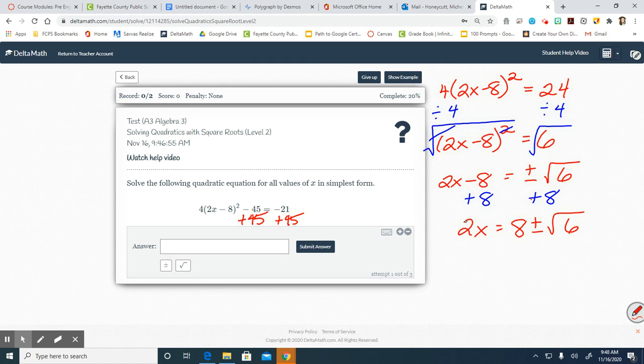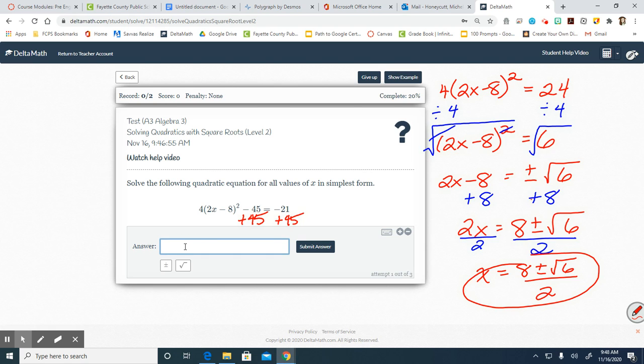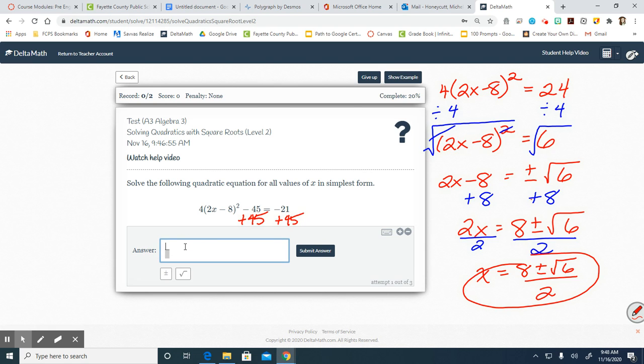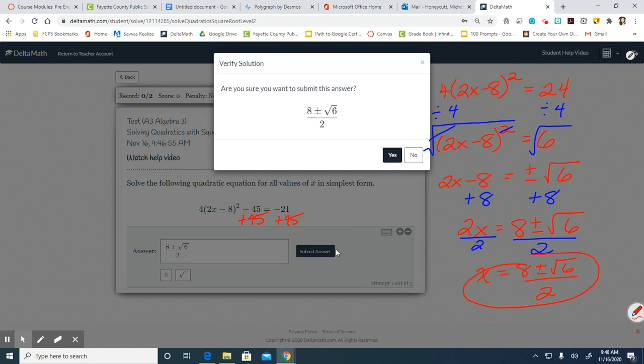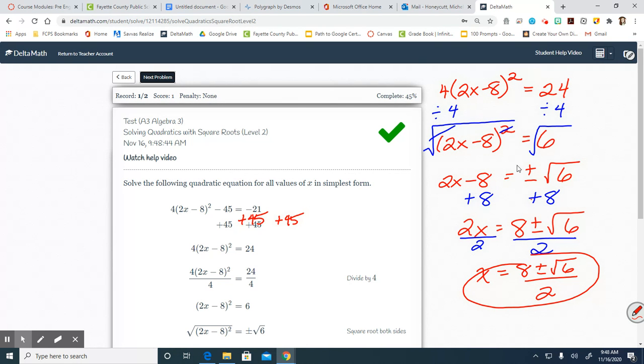And now I still don't have the x by itself. I need to divide it. Divide both sides by 2. And we'll have x equals 8 plus or minus the square root of 6 divided by 2. And we'll enter our answer just like that. You can use the division key on your keyboard to create a fraction. 8 plus or minus the square root of 6 over 2. Submit your answer. And it's correct.